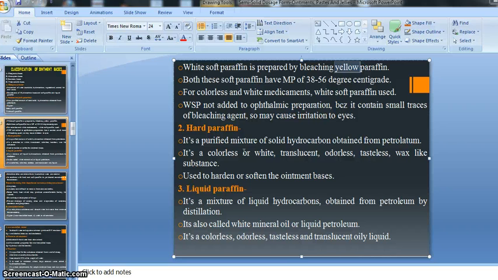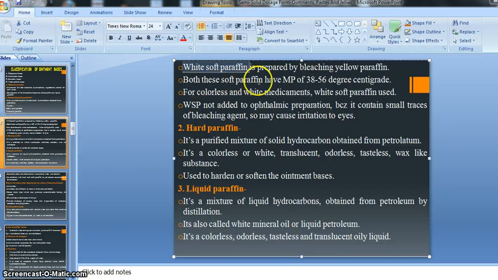As I said, petrolatum is a liquid mixture of hydrocarbons, and that petroleum is obtained from the extraction of rock, right? So similarly, we will get white soft paraffin from the yellow soft paraffin by the process of bleaching. Bleaching is one kind of process, right? So by the bleaching of our yellow soft paraffin, we obtain the white soft paraffin.